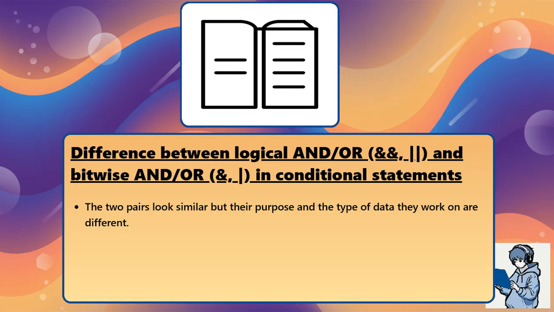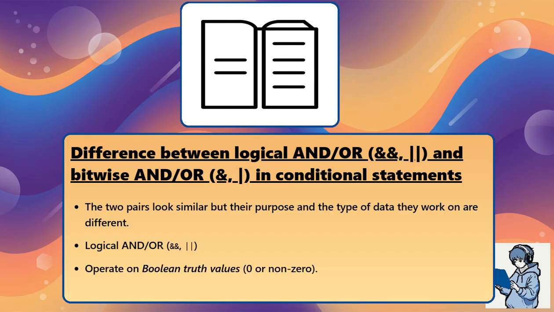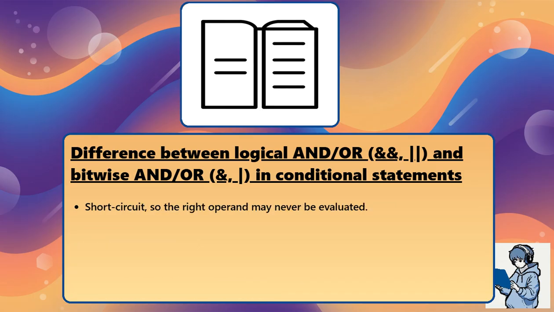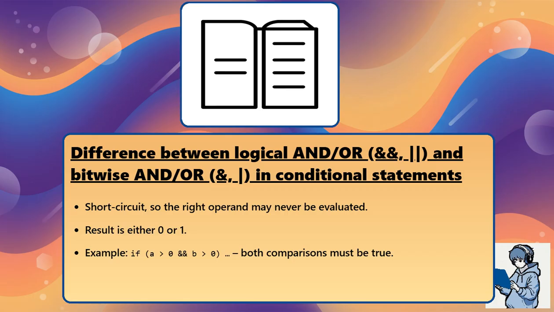The two pairs look similar, but their purpose and the type of data they work on are different. Logical and or, double ampersand and double vertical bar, operate on Boolean truth values, 0 or non-zero. Used mainly in if, while, for conditions. Short circuit, so the right operand may never be evaluated. Result is either 0 or 1. Example: if a greater than 0 and b greater than 0, both comparisons must be true.